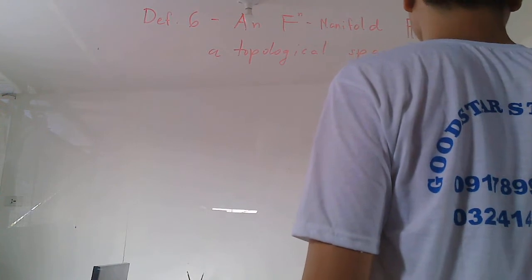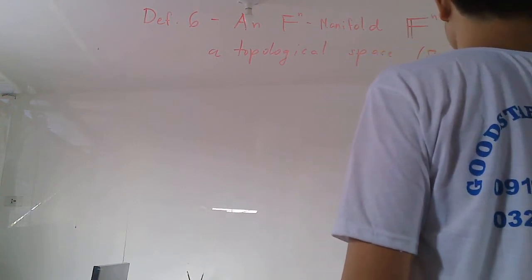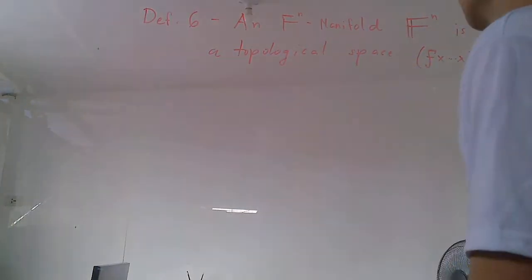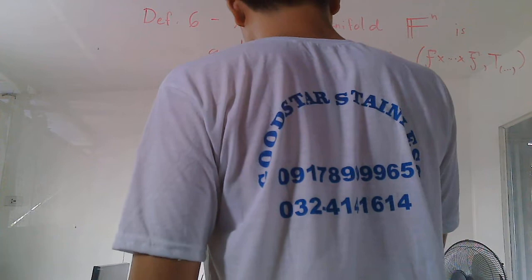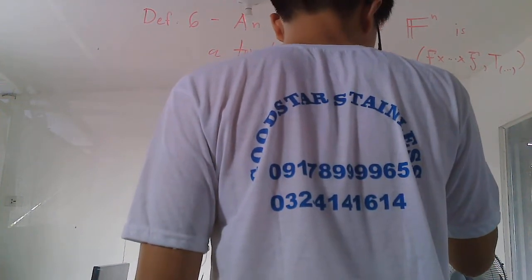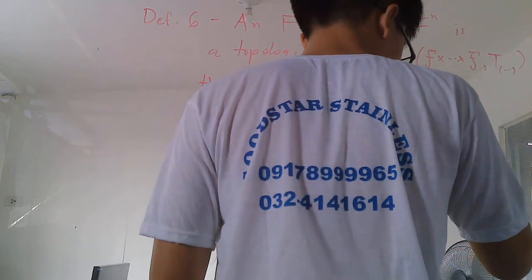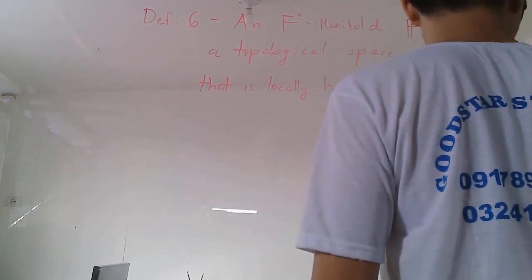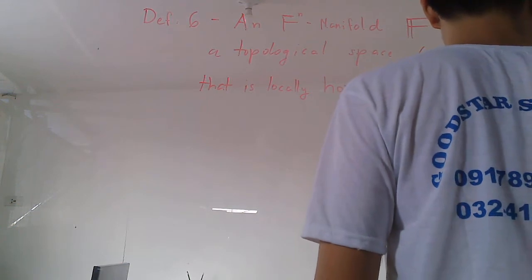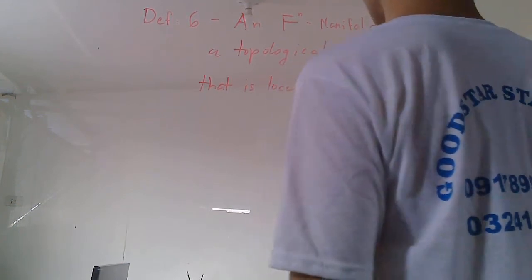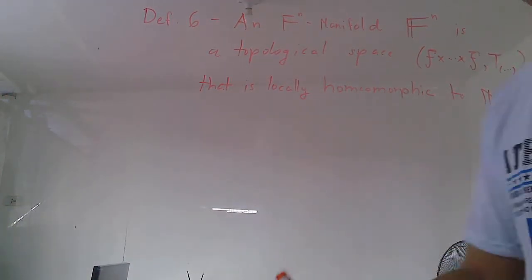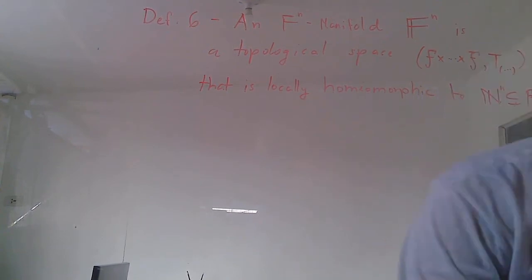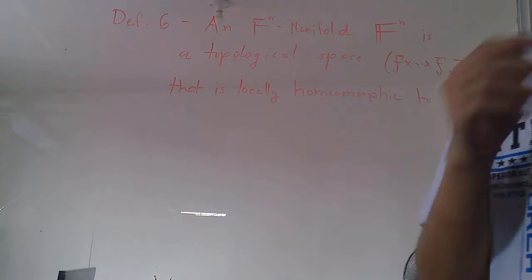Which is what we define the manifold. You know, that locally resembles, locally homeomorphic to a subset of R^n and onto the subset of R^n. So that is an F manifold. That's definition 6. So now you guys understand the sort of importance of the previous one.